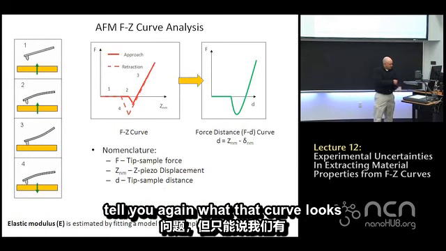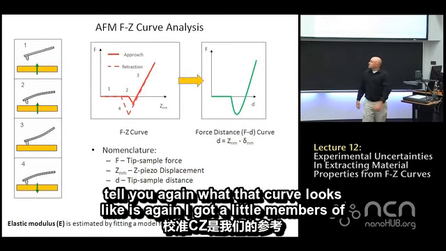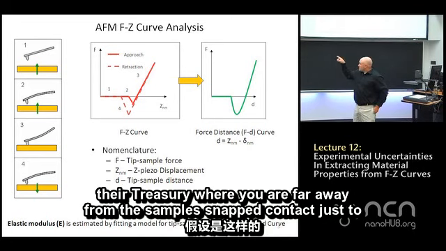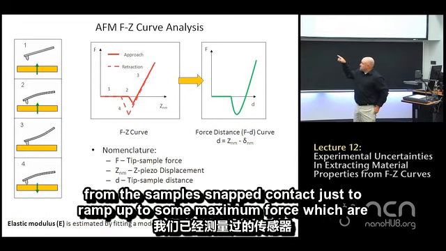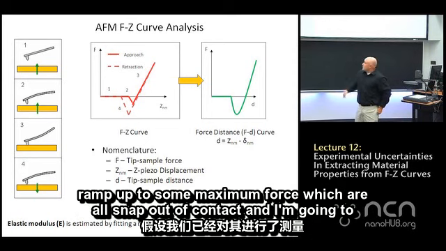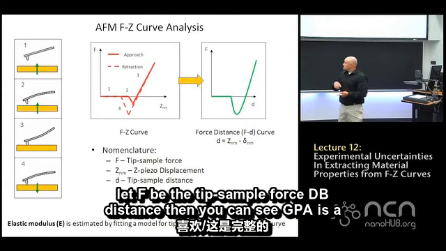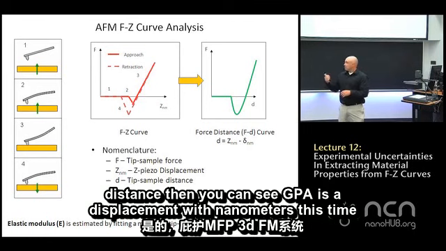To tell you again what that curve looks like, I've put little numbers up there to show you where you are. Far away from the sample, snap-in contact, which is 2, ramp up to some maximum force, withdraw, snap out of contact. And I'm going to let F be the tip-sample force, D be distance, and then again Z piezo displacement, in nanometers this time.